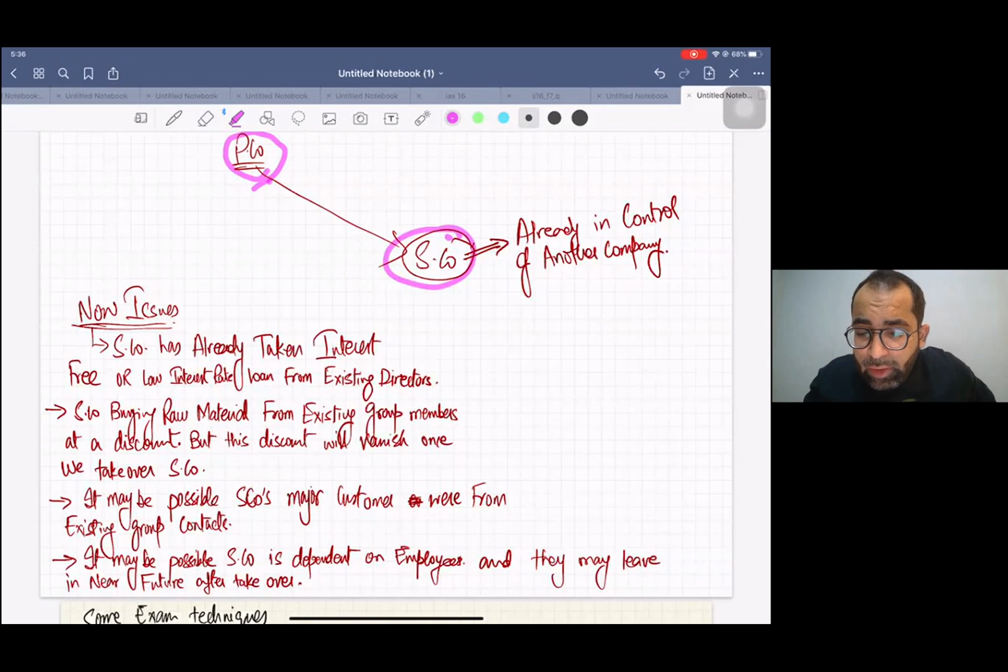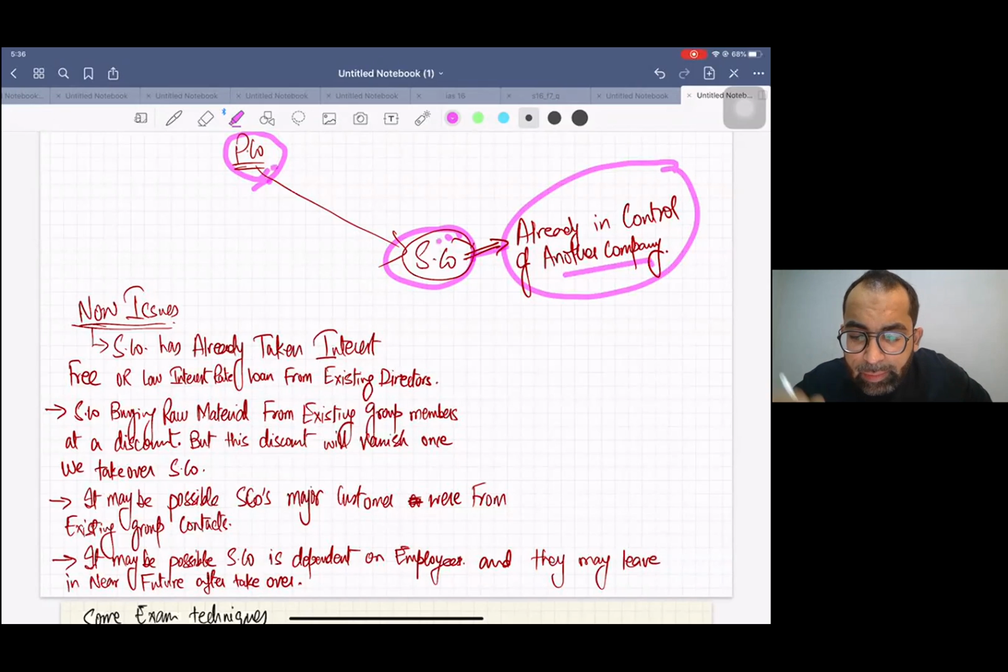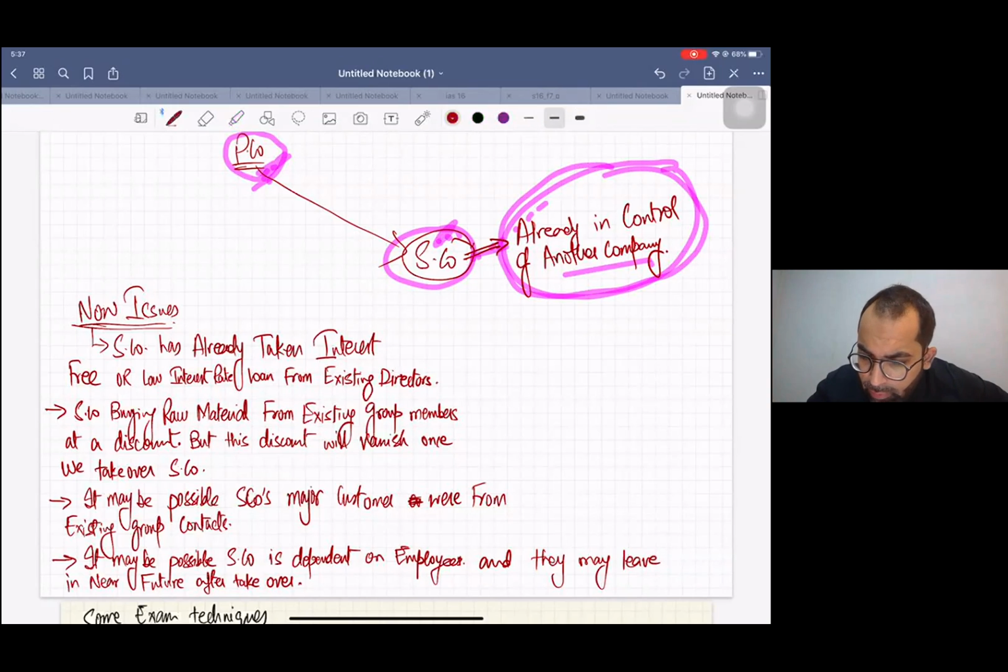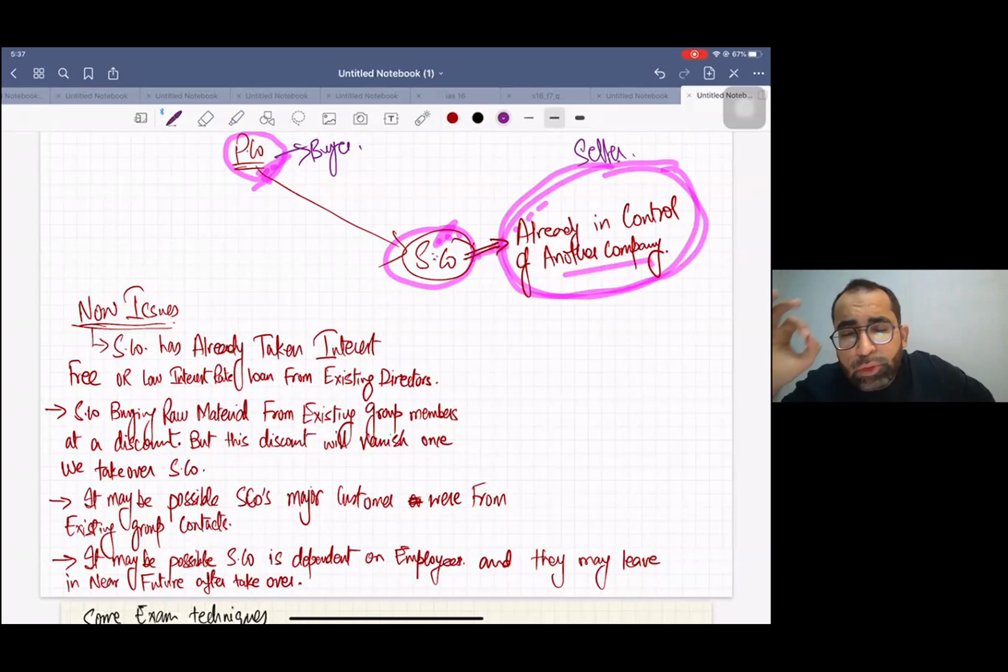Now wait, right now S company is already in control of another company. See, we want to acquire this S company. We are this parent company. We want to acquire this S company, and this S company is right now in control of another company. So this is very common. These are sellers, and we are buyers. We want to buy this S company and they want to sell this S company.